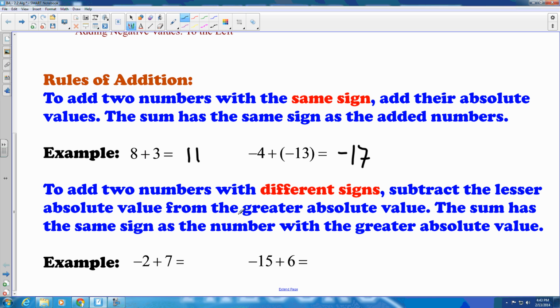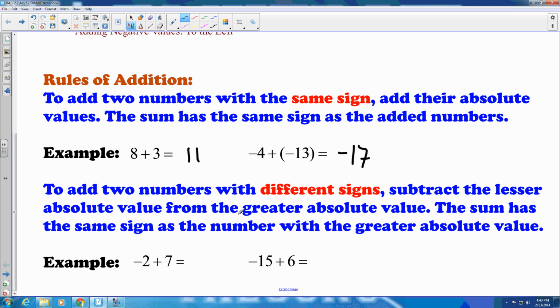Looking at the other rule for addition, if you're adding two numbers with different signs, which means one is positive and one is negative, you're going to subtract the lesser absolute value from the greater absolute value. Once you do that, the sum has the same sign as the number with the greater absolute value.